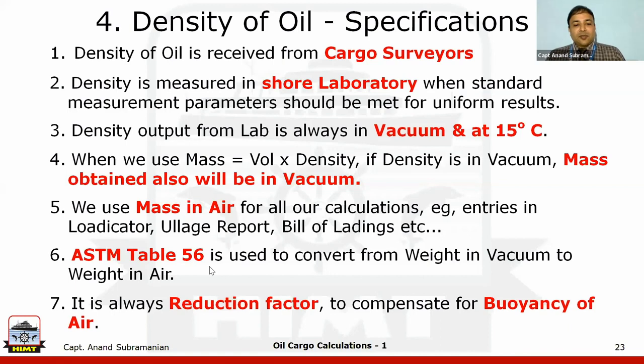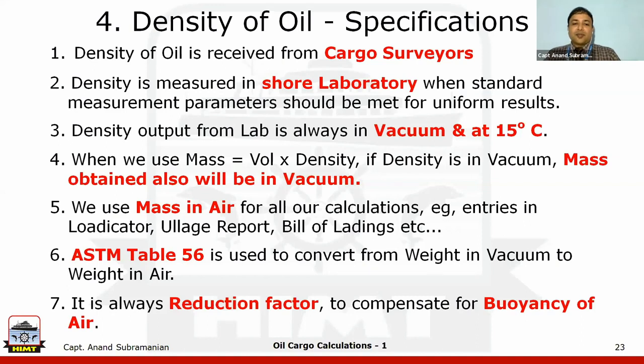So what we're discussing is how to convert from vacuum to air. The density is always given in vacuum and 15 degrees Celsius. Even in the examination, even if the surveyor does not tell you it is vacuum and 15 degrees, it's always understood that it is in vacuum. So we don't cross question them. If I measure this density and calculate my mass, the mass will be in vacuum and not in air. What we need is the mass in air and not in vacuum. So what we use is table 56.